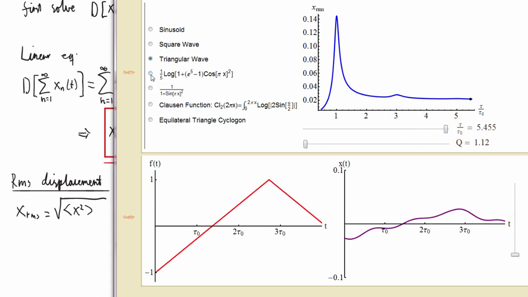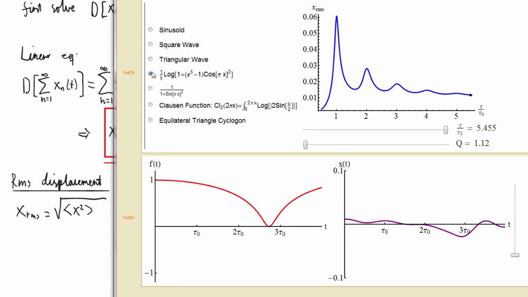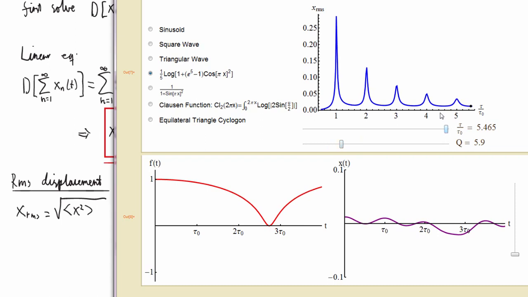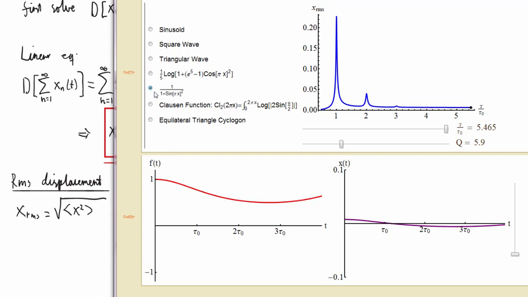Right. And we have all the other functions that you can play with here. So this is the log function here. It has more peaks because, as opposed to the square wave and the triangular wave, it actually has harmonic content at the second harmonic, the first overtone, and the third overtone, the fourth harmonic. Okay. So as usual, I'll include this in Canvas for you to play with to get a better feel for how this works.